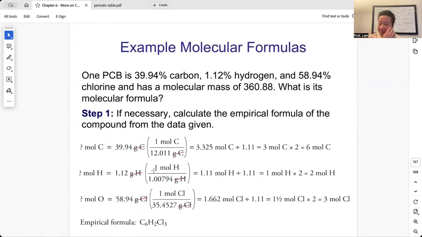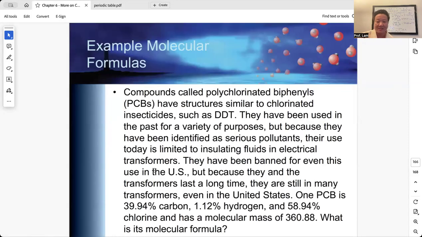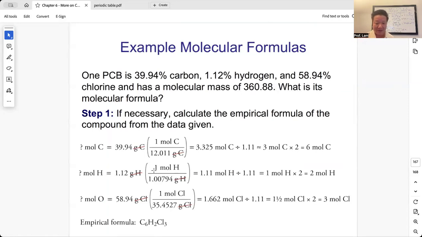Okay, so let's do this example. PCB is a polychlorinated biphenyl, and it's used for a lot of things. It's used to insulate fluids in electrical transformers. But anyways, when it's analyzed, what we get is 39.94% carbon, 1.12% hydrogen, 58.94% chlorine, and it has a molecular mass of 360.88. So let me write that all down on the board, and then we can solve it.